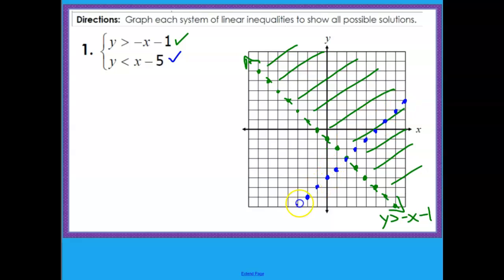Again, the more points I draw, the more accurate my dashed line will be, right? This one's also a dashed line, and that's because it has a less than sign. Again, less than is lower than the line. So my solution area is the double shaded region, which is this area right over here. Don't forget to label your second graph.